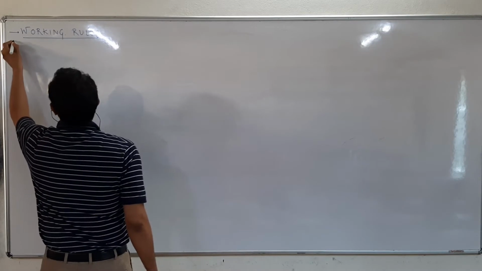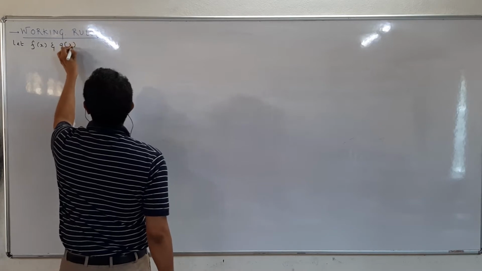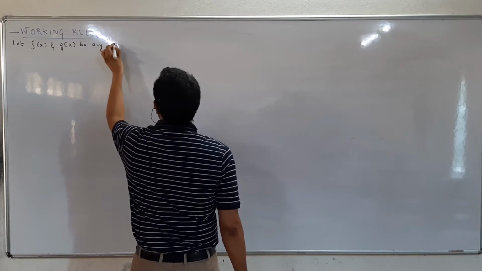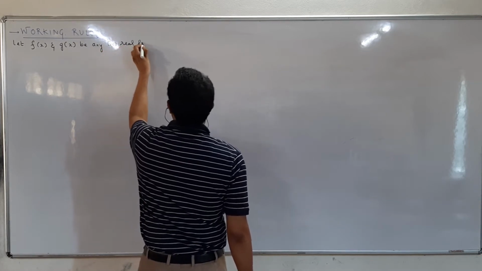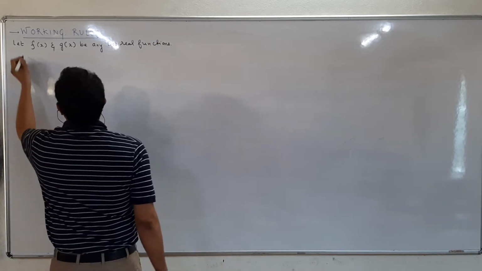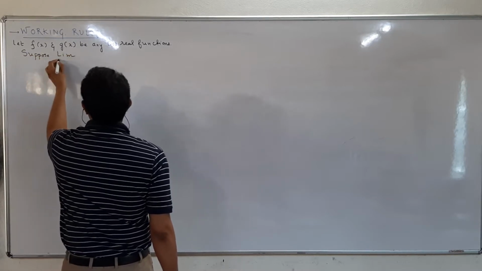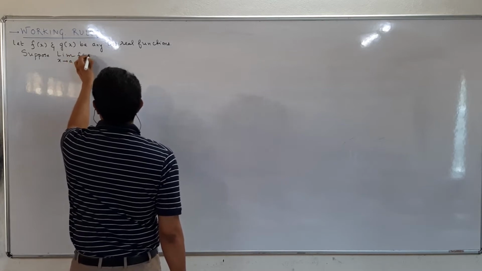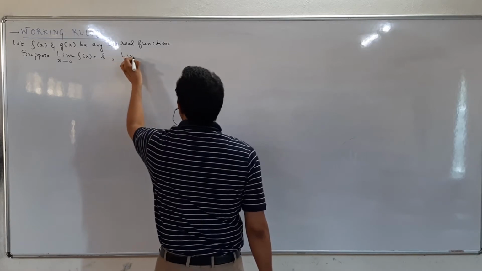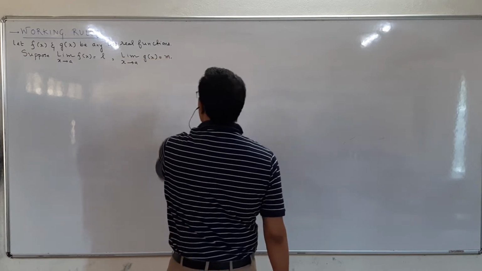Let f(x) and g(x) be any two real functions. Suppose that limit x tends to a, f(x) is approaching a value L, and limit x tends to a, g(x) is approaching a value M.